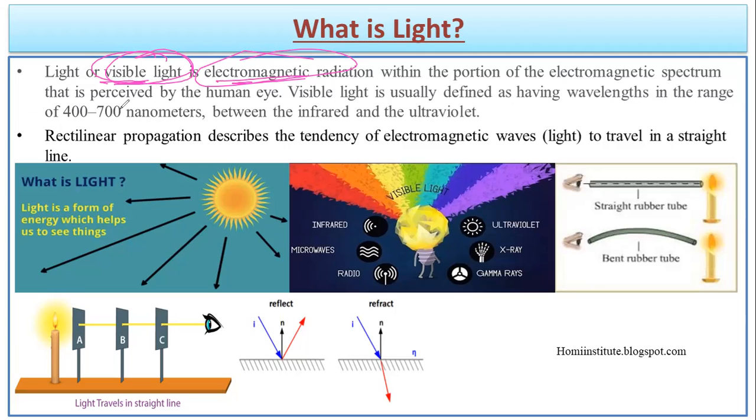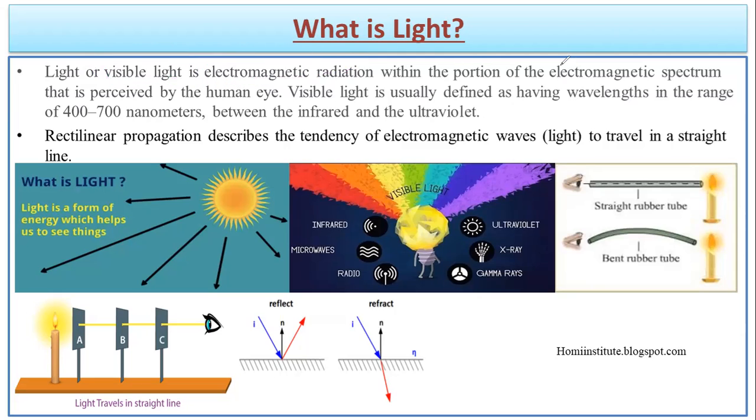Now, how does light make us able to see anything? There we have to understand some of the properties of light, that is the rectilinear propagation of light, reflection of light, refraction of light. So there are properties, and those properties help us to understand the presence of light as well as to identify any object with the help of light.